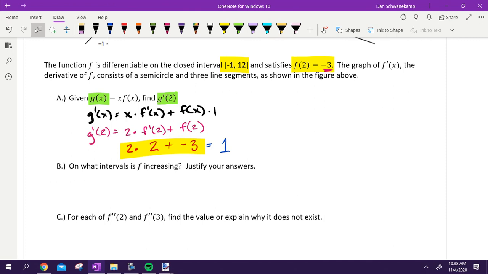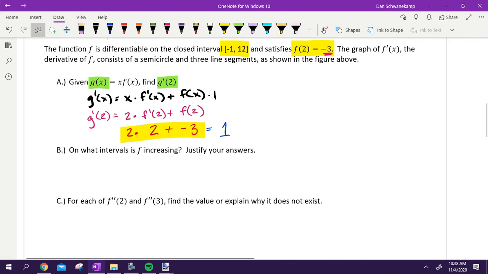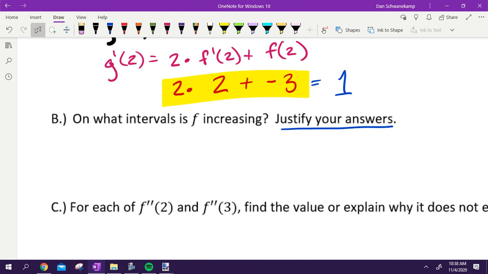Letter B. And this is the reason why we're doing these questions. On what interval is f increasing? Justify your answer. Justify your answer is the focus of today: being able to justify based on a graph. So all these problems we're doing today make a Mad Lib. We're going to fill in the blanks.